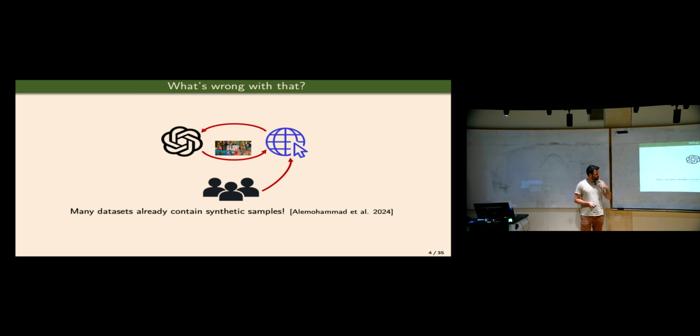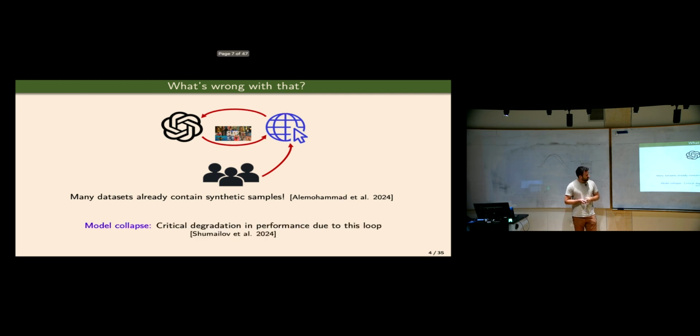And this raised a lot of concerns. Already we see a lot of fake data in common data sets. And what happens when we push this loop to the extreme? People called this model collapse a few years ago, because there was this very big concern that if you do this loop a lot of times, the model performance is just going to completely drop. It's going to collapse.